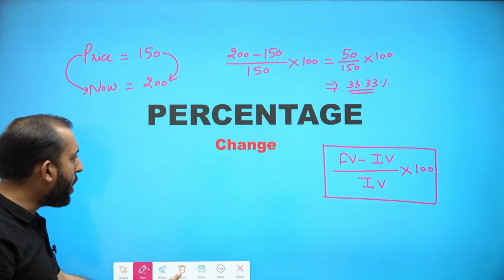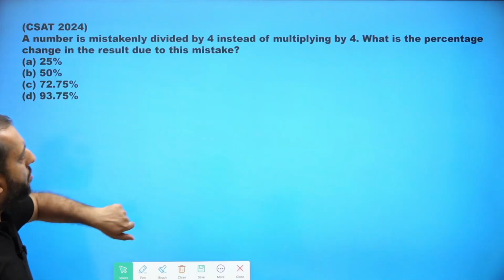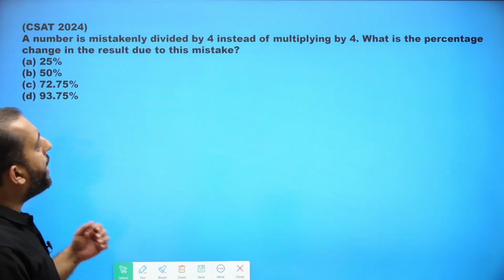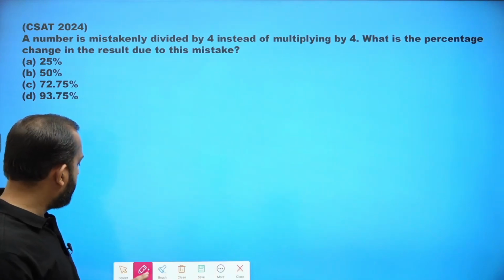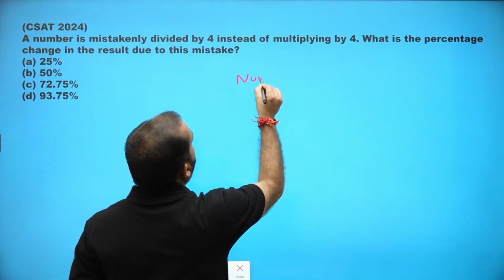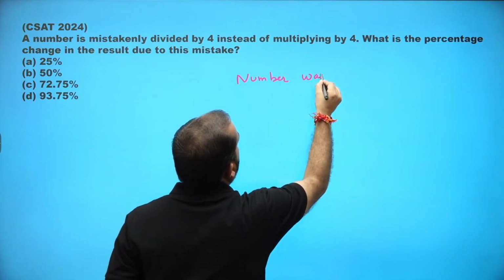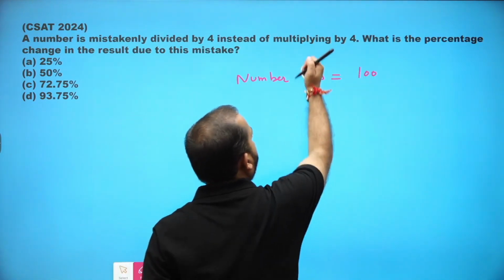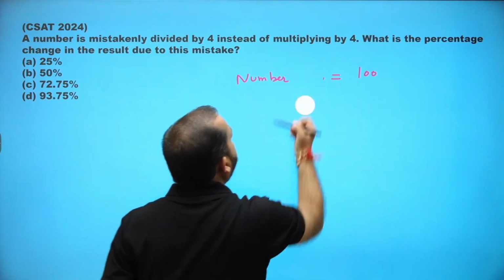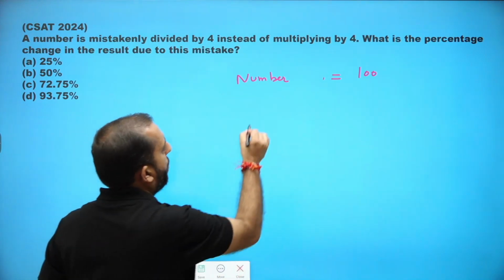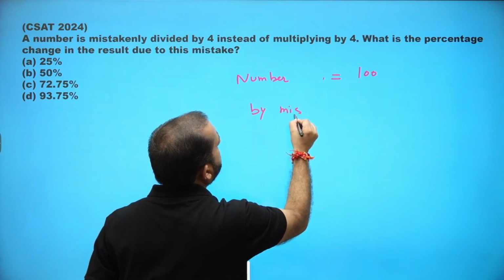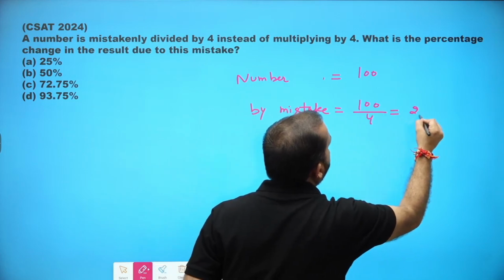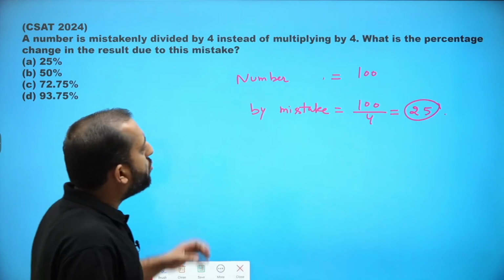Let's try to handle a question. So kindly read it. It says a number is mistakenly divided by 4. So suppose the number was 100. A number was mistakenly divided by 4. So by mistake, what has been done? The number is divided by 4. So 100 by 4, the result obtained is what? 25. So this was the mistake.